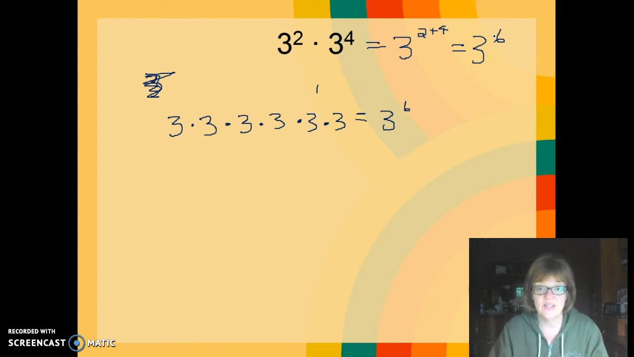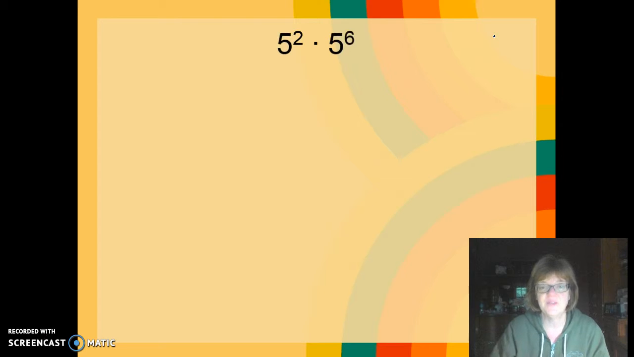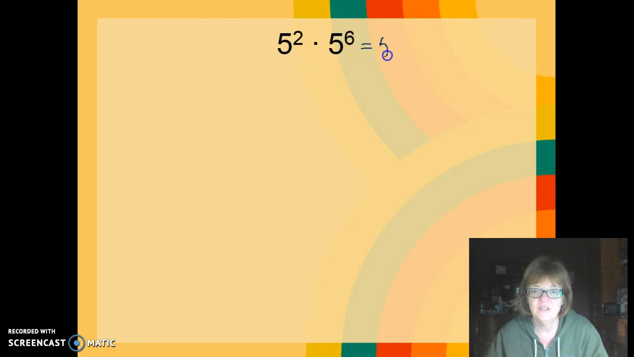You want to see another example? See if I can get my pen to write better. So, according to the law of exponents, the product rule, I should be able to do this: 5 to the 2 plus 6. Well, let me see. 5 squared is 2 of them, right? And then I need to put down 6 more of them, right?